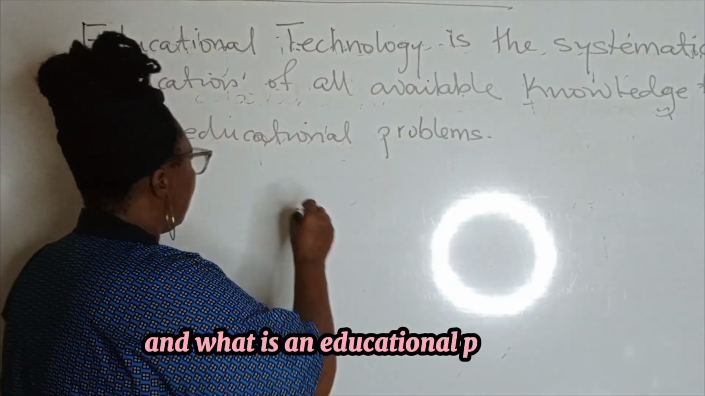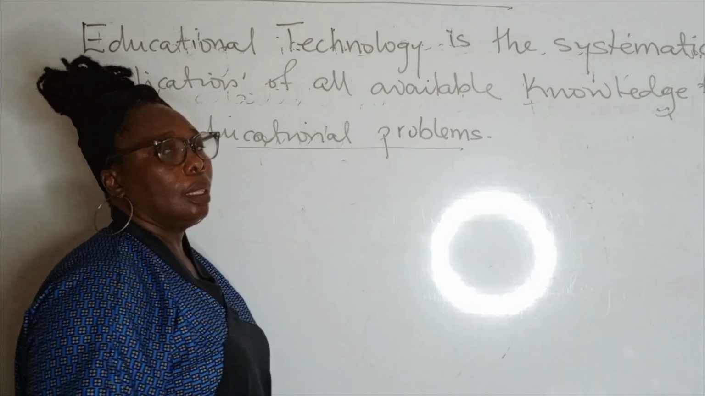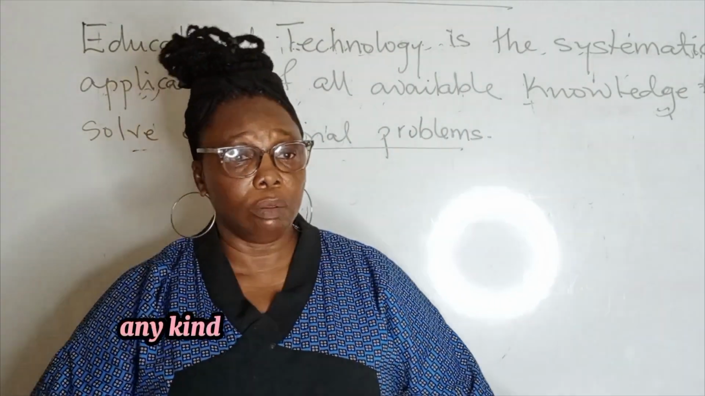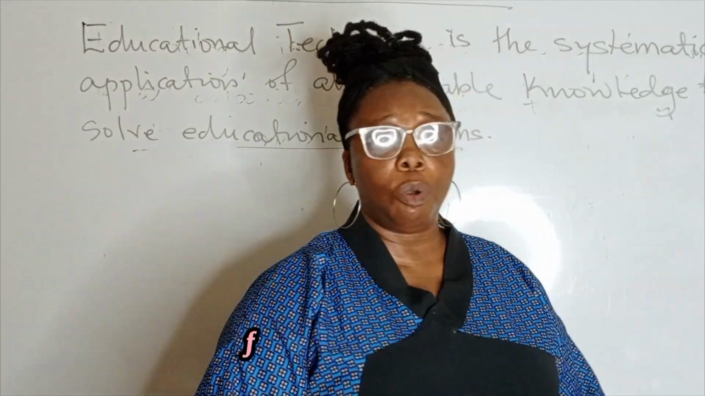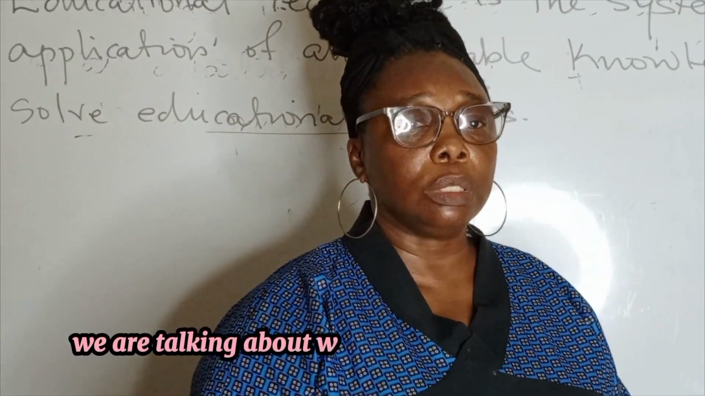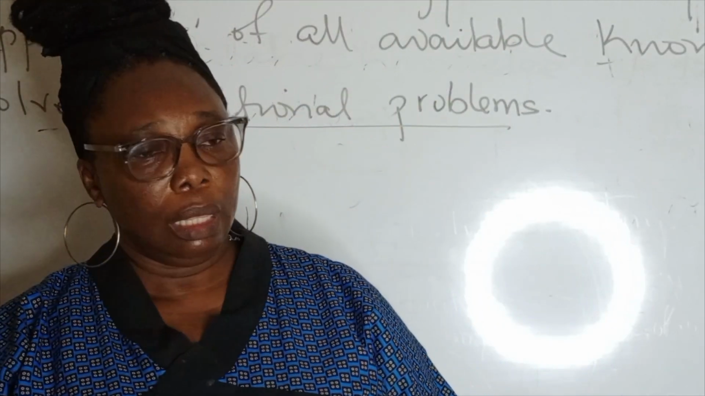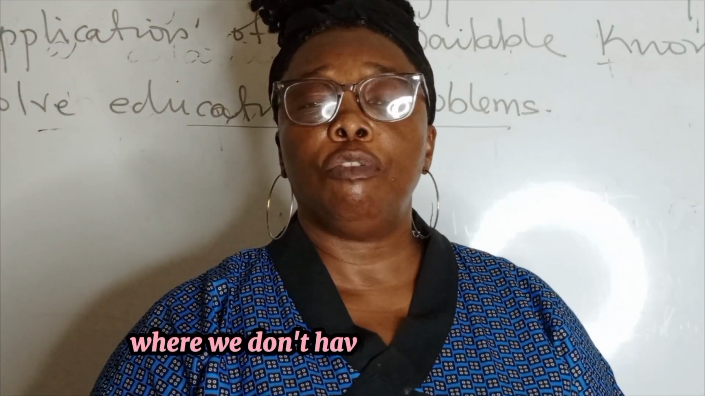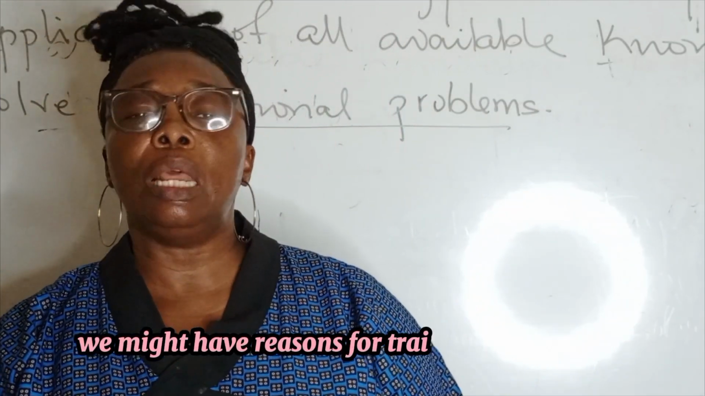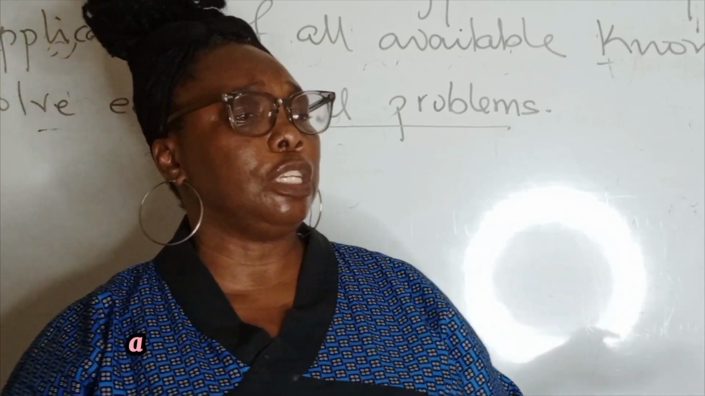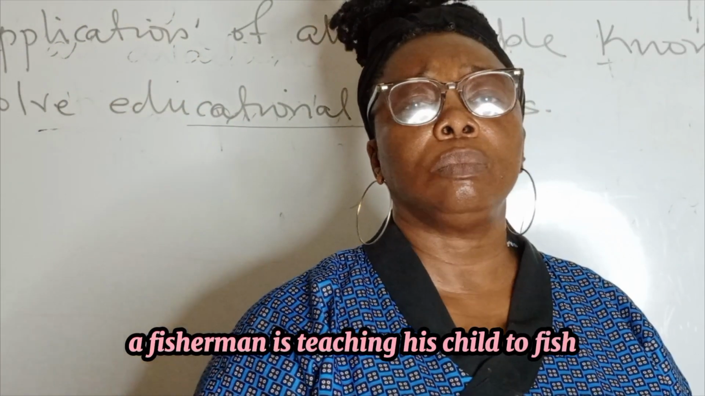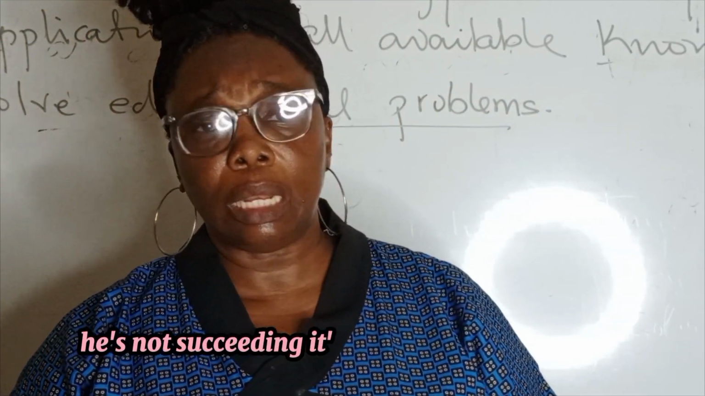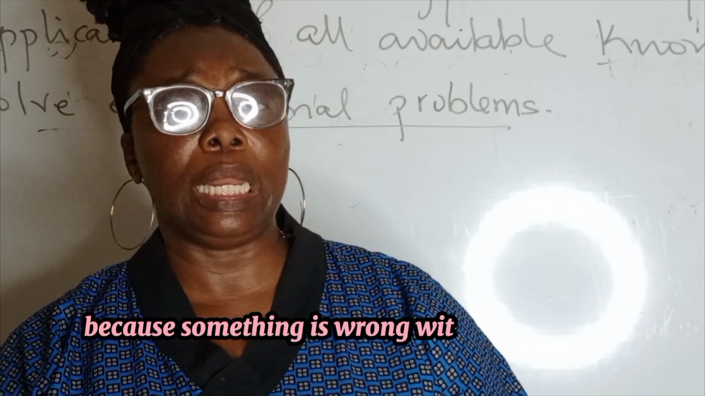And what is an educational problem? Whenever there are hindrances to our learning system, any kind of learning system, whether it's informal, formal, or non-formal, we are talking about educational problems. We have objectives in everything we do. Even in our villages where we don't have formal education, we might have reasons for training our learners in a particular way. For instance, a fisherman is teaching his child to fish, and the child is not succeeding. It's an educational problem because something is wrong with the learning system.